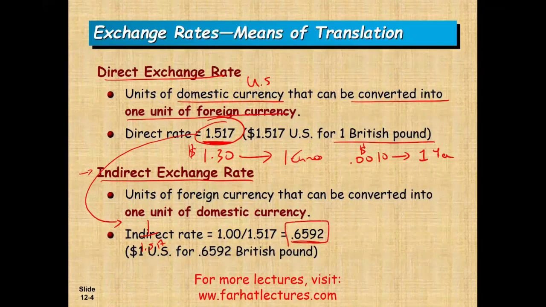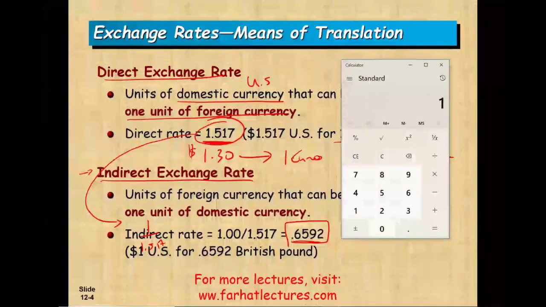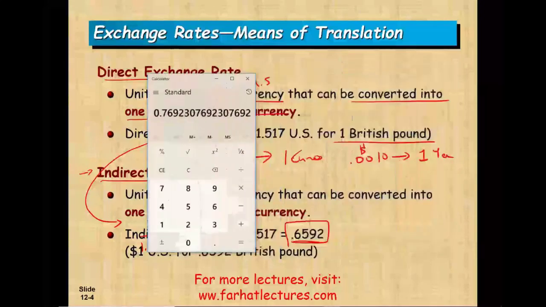Now for the euro, let's do the same thing. How many euros do you need? Well, let's find out. 1 divided by 1.3, you need 0.76 euros to buy one US dollar.